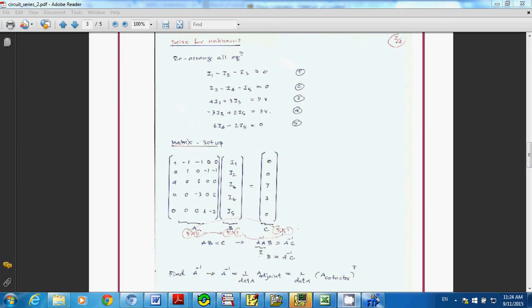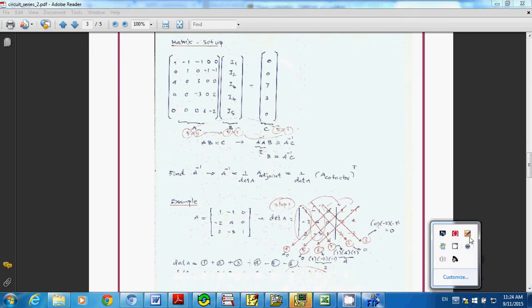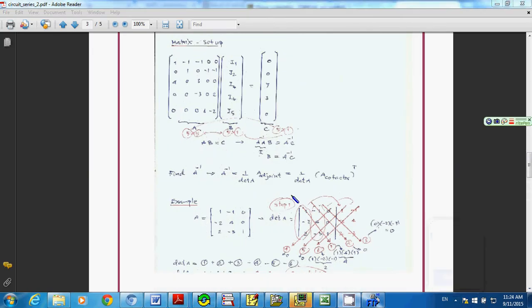Alright, next step is to solve the problem using a matrix. You take a look at this. It's in the form of A multiplied by B equal to C, and you want to find only B. What we do is multiply A inverse to both sides of the equation. So you have A inverse multiplied by A, and on the other side A inverse multiplied by C. And you know that A inverse multiplied by A gives you I, the identity matrix. When the identity matrix is multiplied by anything, it gives you the same thing, to be B. That's what we call identity.